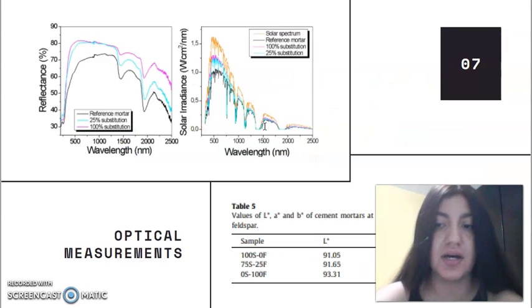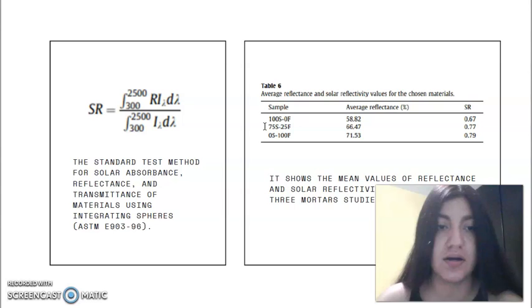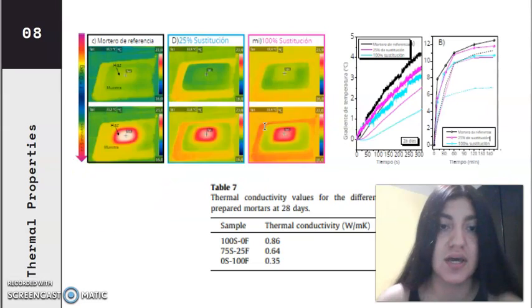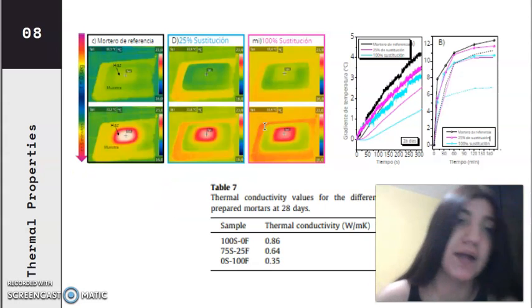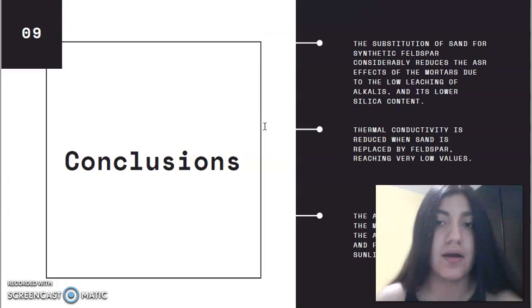In optical measures, the standardized method for solar absorbance, reflectance, and transmittance of materials using integrating spheres and thermal profiles. Results and conclusions.